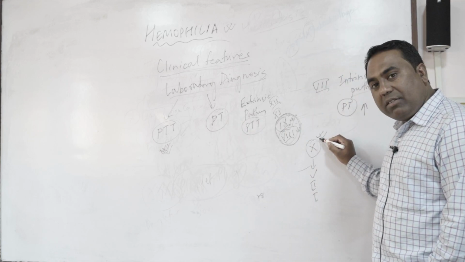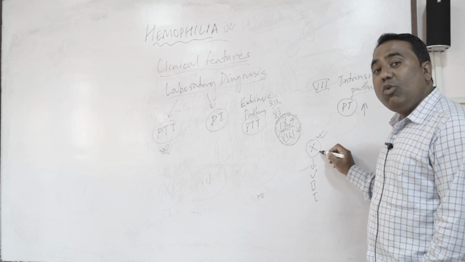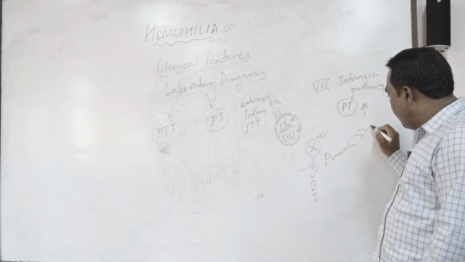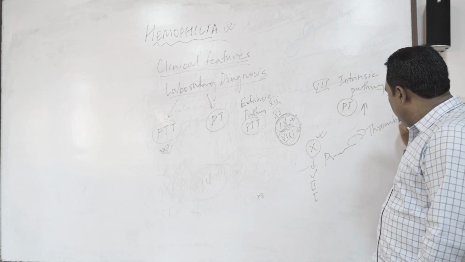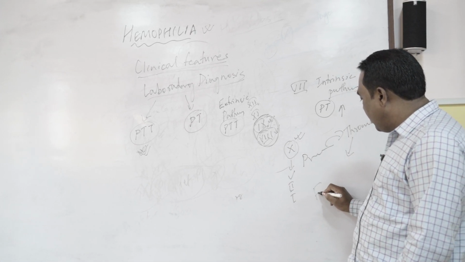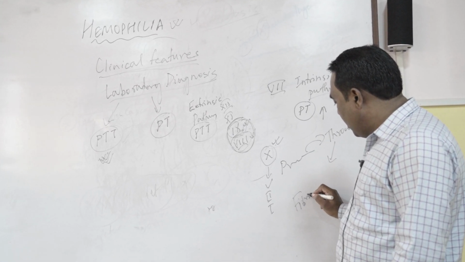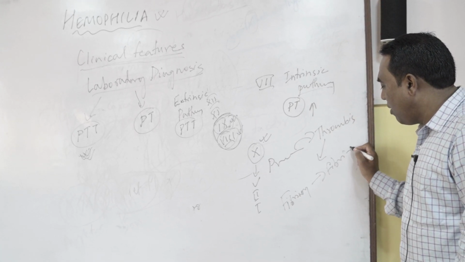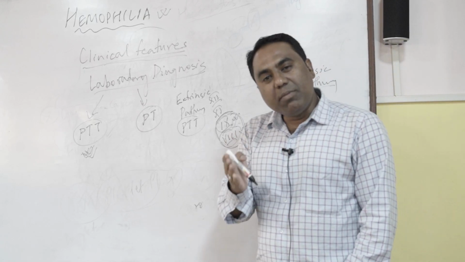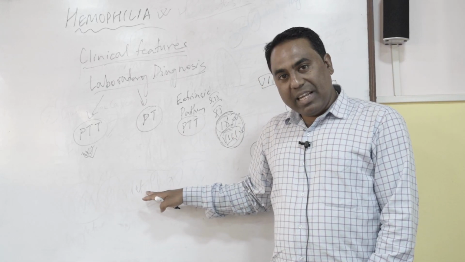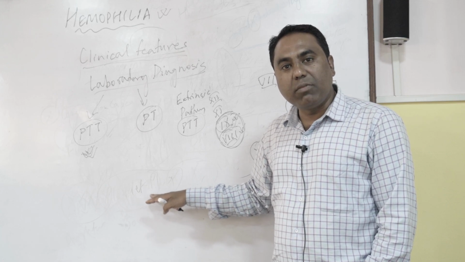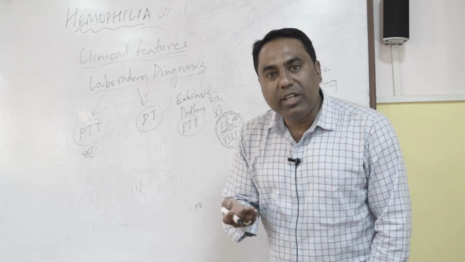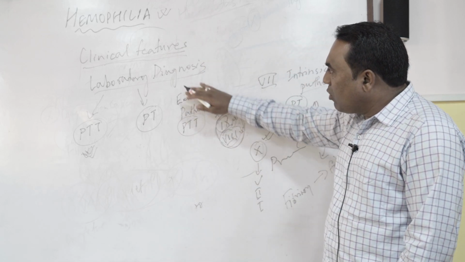So once factor 10 gets activated, this factor 10 is going to activate prothrombin to thrombin, as I have discussed, and this thrombin is going to activate fibrinogen to fibrin. And once this fibrin is formed, a stable form of platelet plug is formed, and clotting happens, or the coagulation of the blood happens. So this is about the laboratory diagnosis.